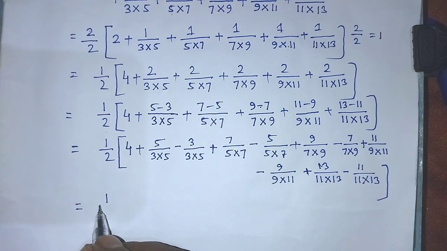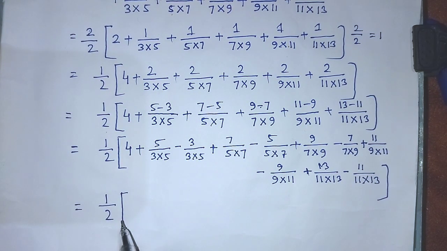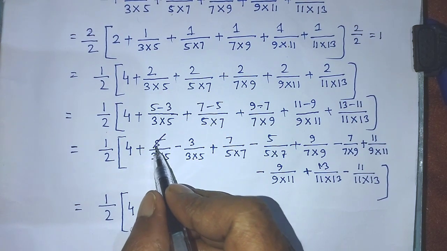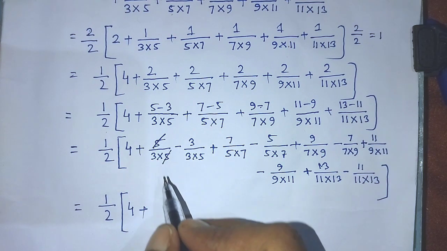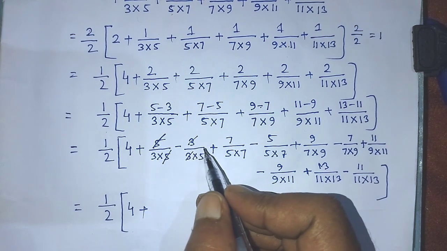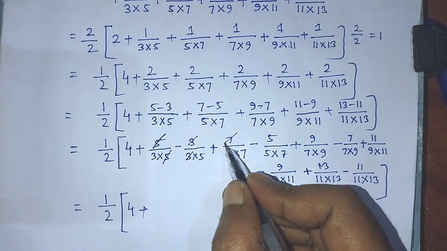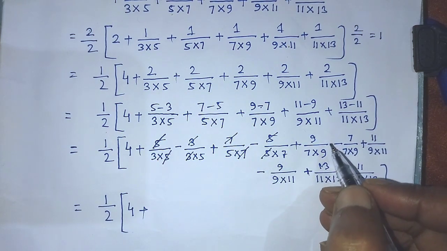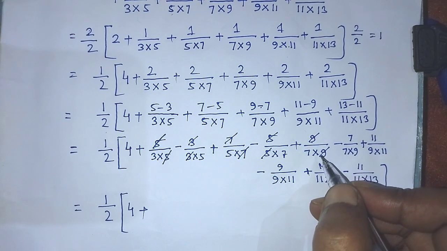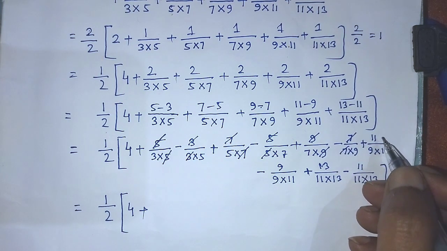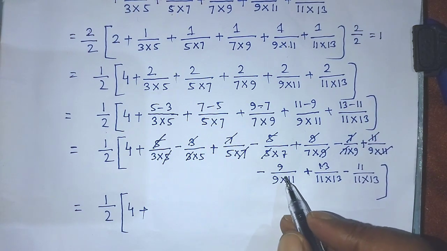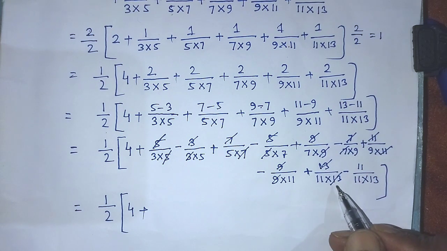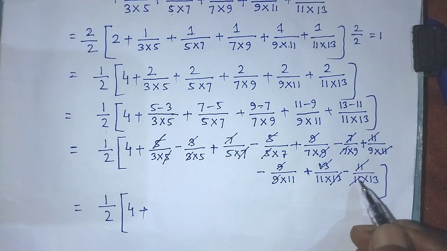So we can write now 1/2 [bracket], and inside this bracket we can write 4 plus, in the second fraction here is 5 over 3 into 5. So we can cancel 5 from numerator and denominator in the second fraction. And in the third fraction we can cancel 3. In the fourth fraction we can cancel 7, and we can cancel 5 in this fraction, and similarly we can cancel 9 in this fraction, and here we have to cancel 7, and we can cancel 11 in this fraction, and again similarly we can cancel 9 in this fraction, and in this fraction we can cancel 13, and in the last fraction we can cancel 11 from numerator and denominator.